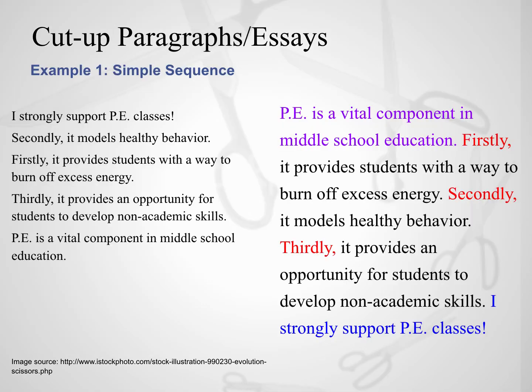Okay, so based on the textual information I gave you, you should have a paragraph that looks like this. PE is a vital component in middle school education. And so this first sentence sets the stage for the entire paragraph and serves as a topic sentence for the paragraph. And then we have some transition language clues that are really obvious. So we have, firstly, it provides students with a way to burn off excess energy. Secondly, it models healthy behavior. Thirdly, it provides an opportunity for students to develop non-academic skills.